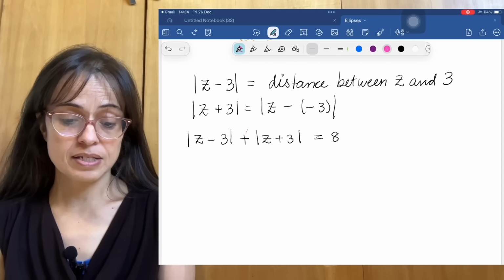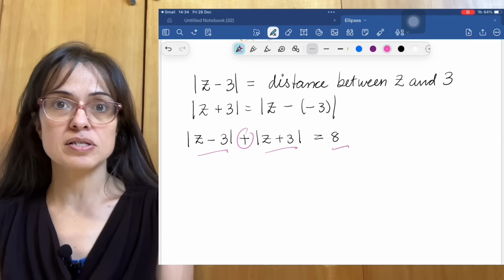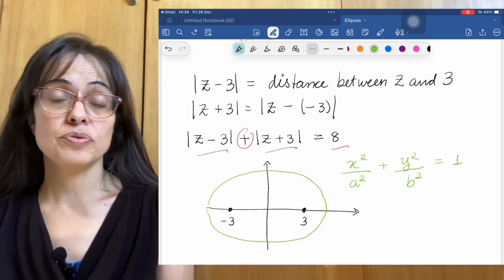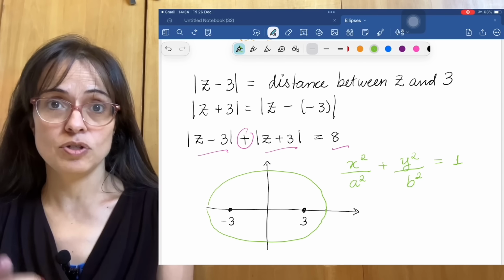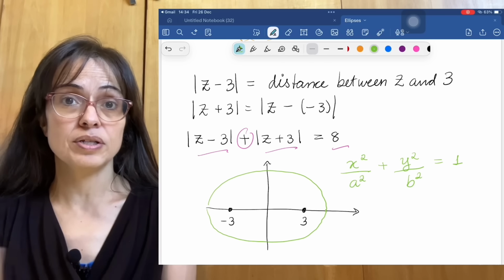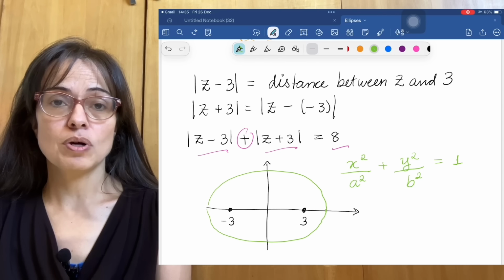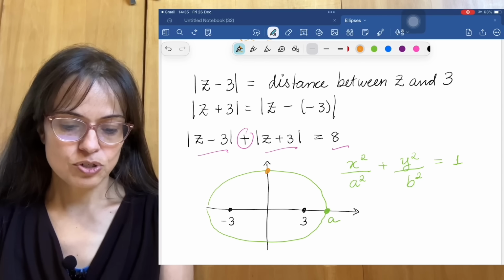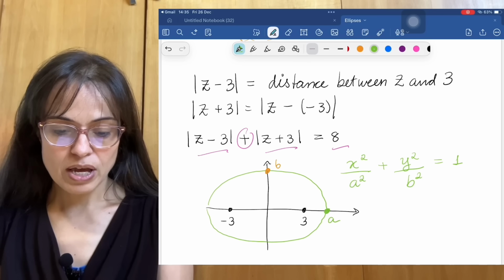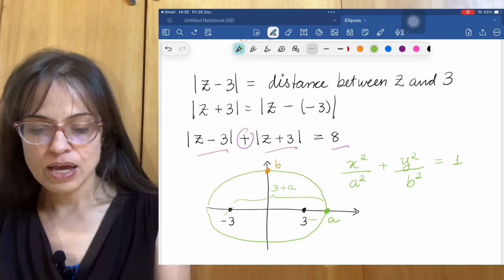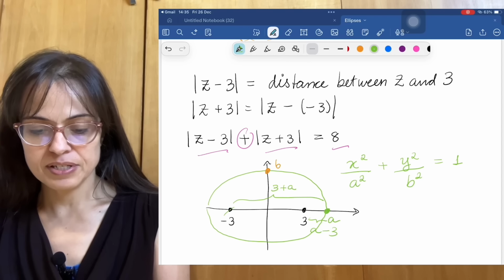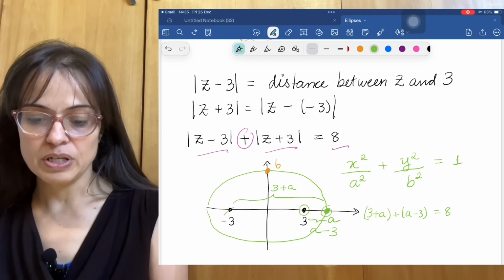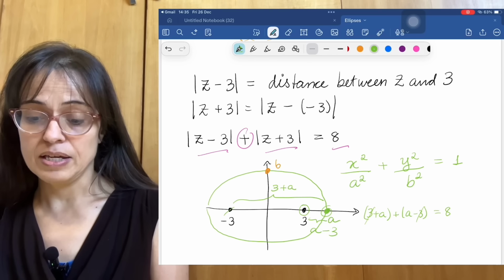So this means that the sum of both of these distances is constant, equal to 8, and we know that that makes an ellipse. We even know that the center of the ellipse is at the origin because of the symmetry of the 3 and the minus 3. So we just need to figure out the values of a and b. This is going to be the value of a, that's going to be the value of b. So a is the following. A minus 3 is the distance between this point and this point, and those two things added together need to be 8. So that means that a is 4.